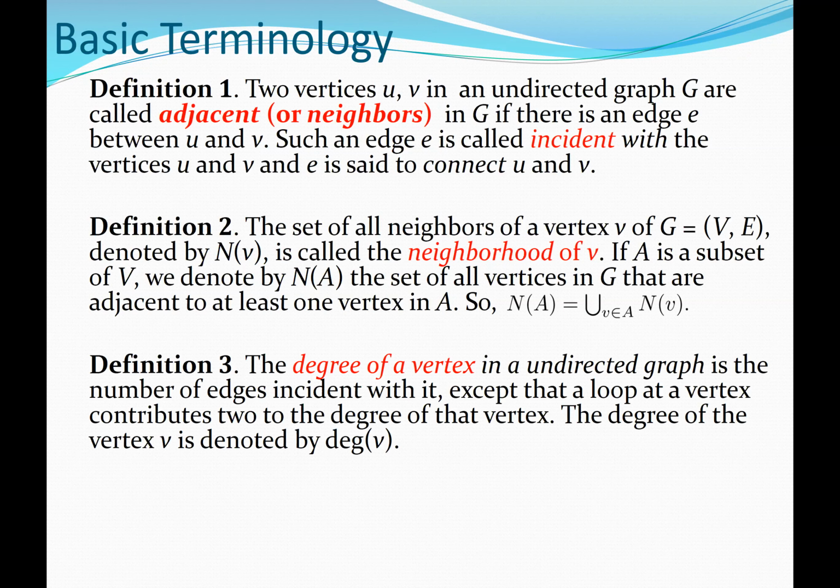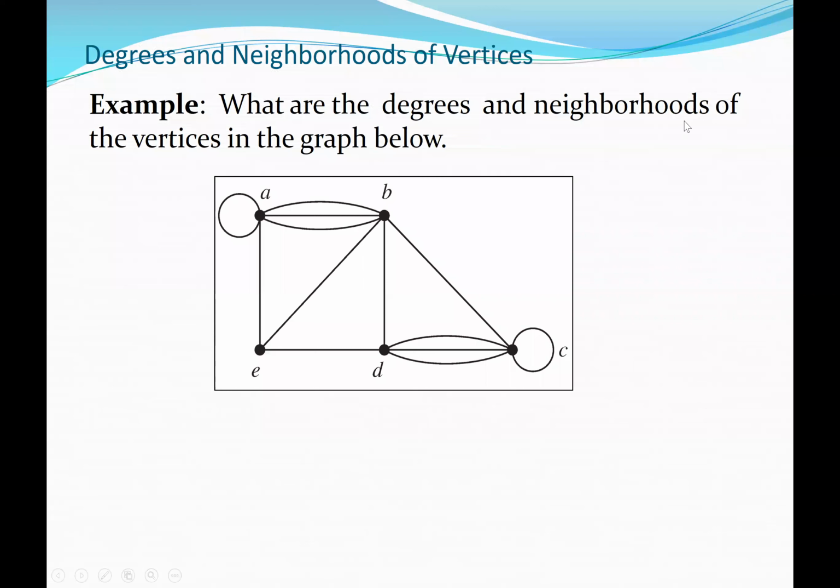And another one is the degree of a vertex. In an undirected graph, the degree of a vertex is the number of edges incident with it, except that a loop at that vertex contributes to the degree of that vertex. Okay. So the loop will count 2 when you focus on the degree of an undirected graph. Okay. All right.